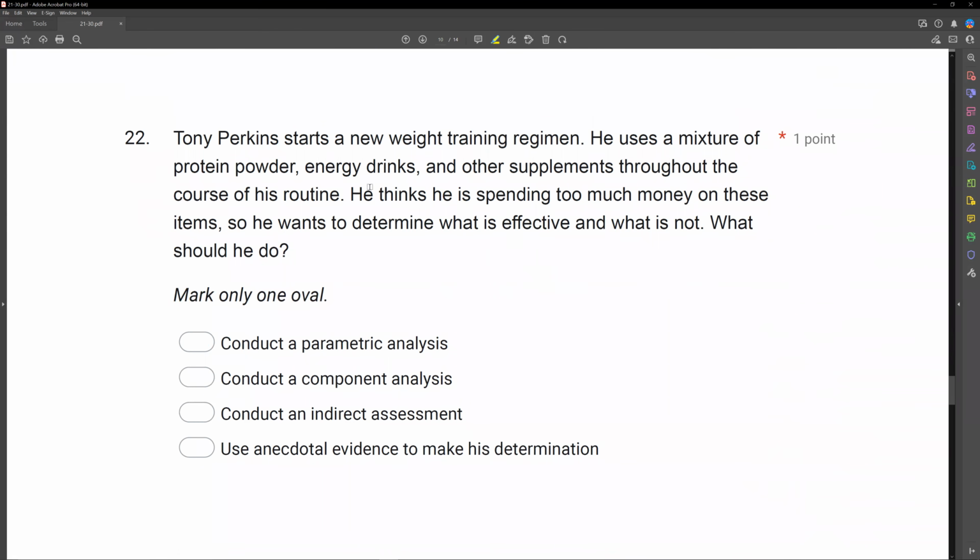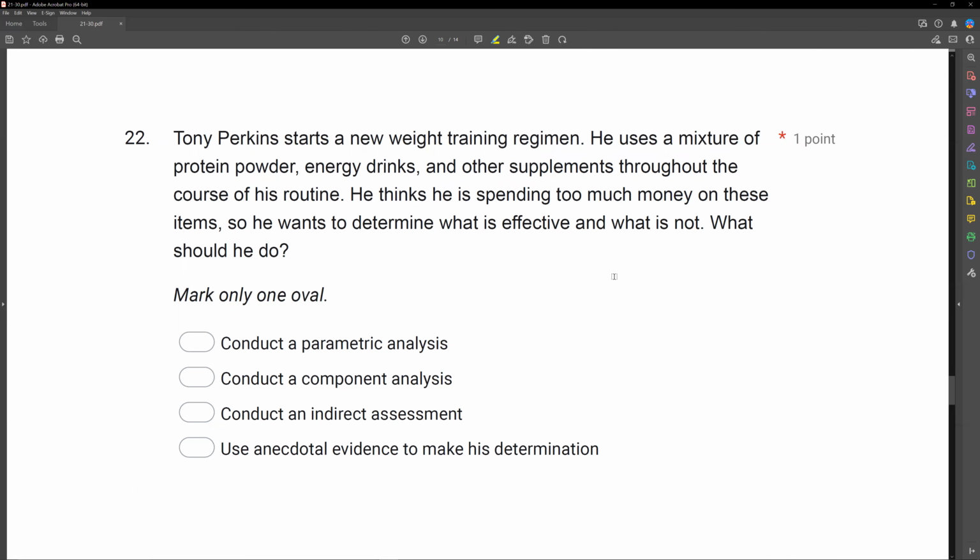Tony Perkins starts a new weight training regimen. He uses a mixture of protein powder, energy drinks, and other supplements throughout the course of his routine. He thinks he is spending too much money on these items, so he wants to determine what is effective and what is not. What should he do? All right, what should Tony do? Let's think about the question. What is his problem? He's spending too much money on items, so he wants to determine what is effective and what is not, presumably so he can stop spending money on some items.